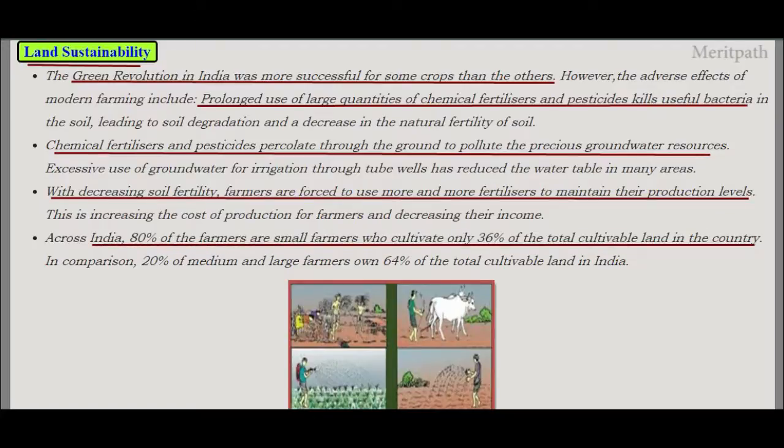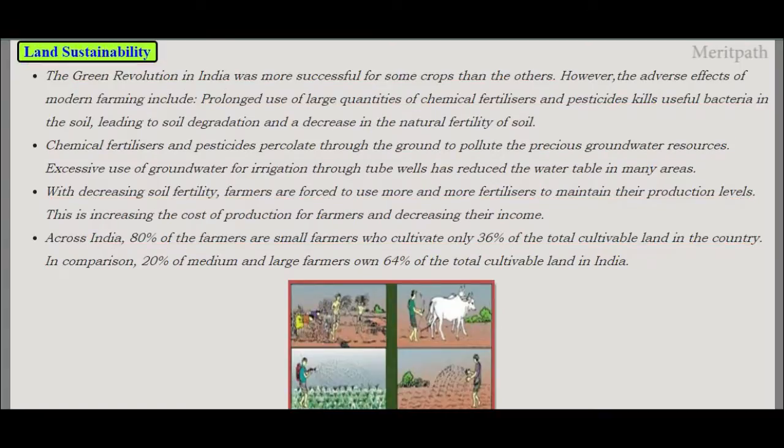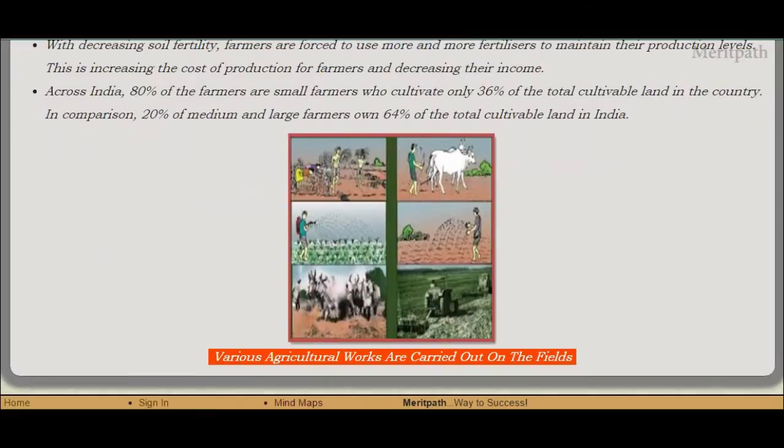In India, 80% of the farmers are small farmers who cultivate only 36% of the total cultivable land in the country. And in comparison, 20% of the medium and large farmers own 64% of the total cultivable land in India. In this image we see the various agricultural works which are carried out in the field during the cultivation.